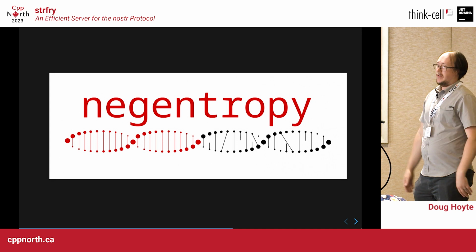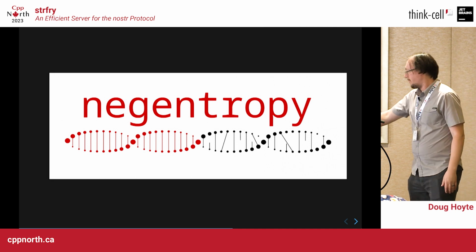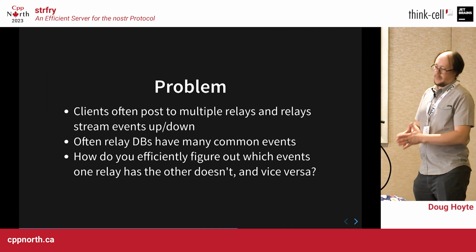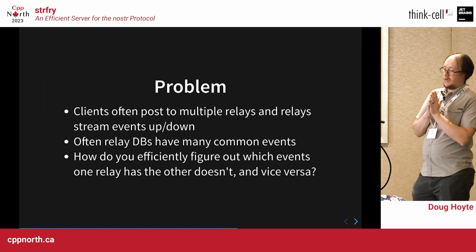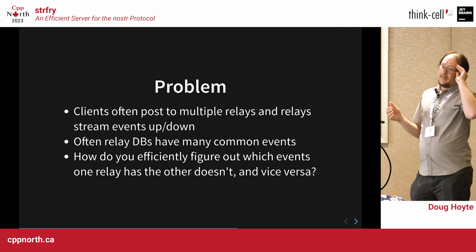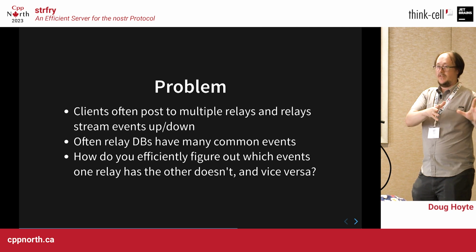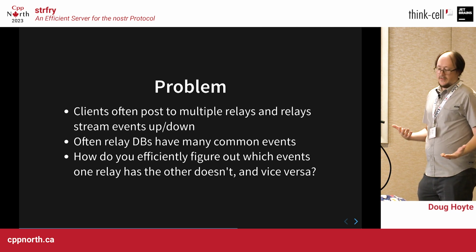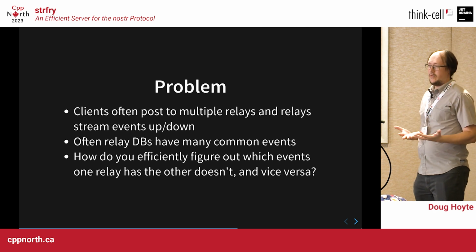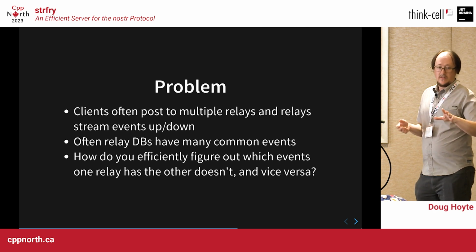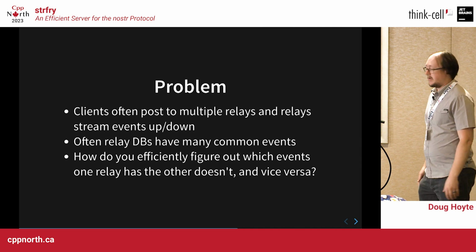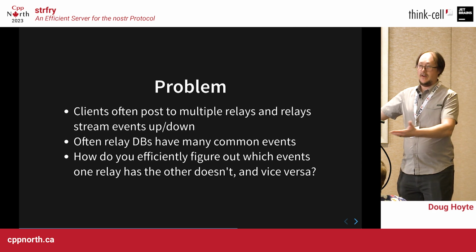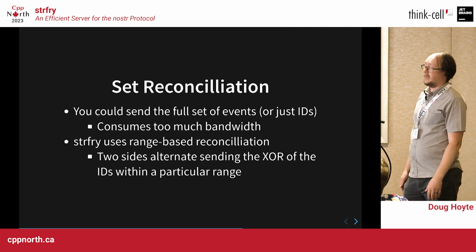Now I want to talk about negentropy, which is this other system I made that is in service of this mesh system, right? So the problem is that, as I said, in Nostr, clients post to many relays, right? They might decide for all kinds of reasons to post to a certain subset of relays or not, right? And sometimes relays stream events up and down to mirror them and so on. So these DBs often have a lot of overlapping events, but some might be missing certain events. It's quite chaotic often about whether you have full coverage, for example, right? So how do you efficiently figure out if you have all the events that another relay has, right? That's what negentropy is designed to solve.